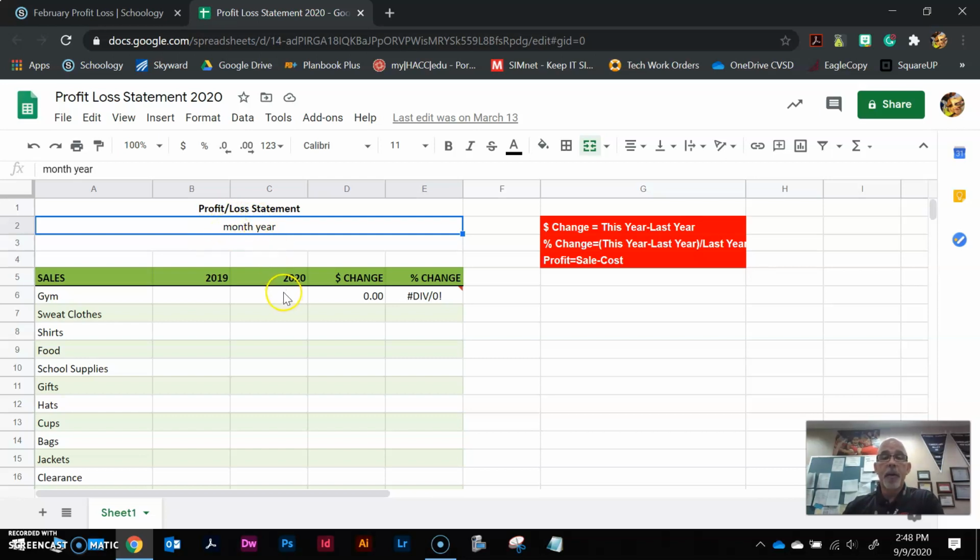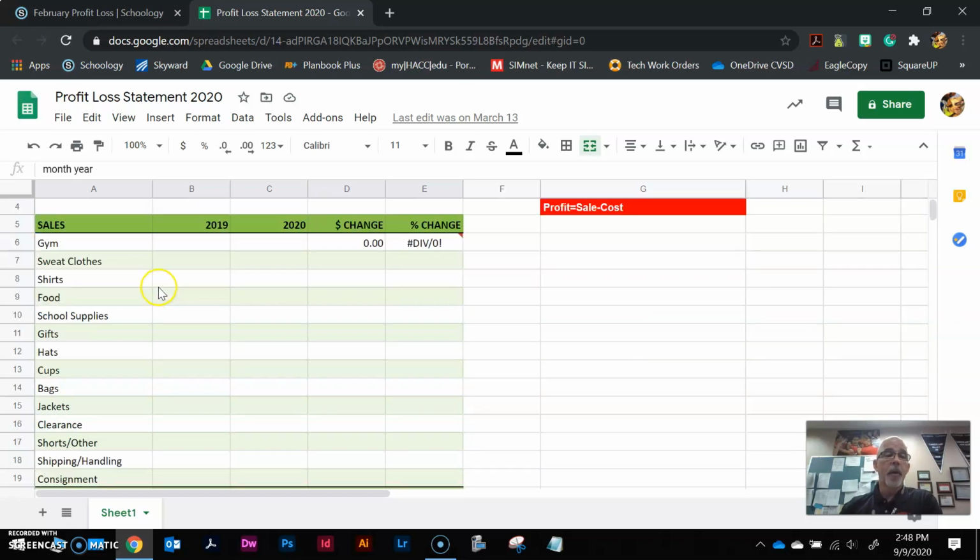We always compare this year to last year for things. We look at the amount of actual change for the amount of dollars that we made or lost, and also the percentage change. We don't look necessarily at individual items here, we go by categories. So we have a category for gym clothes, sweat clothes. Sweat clothes would include the hoodies, crews, sweat pants included on that. Shirts would be tees, long sleeve, performance weight, polos.